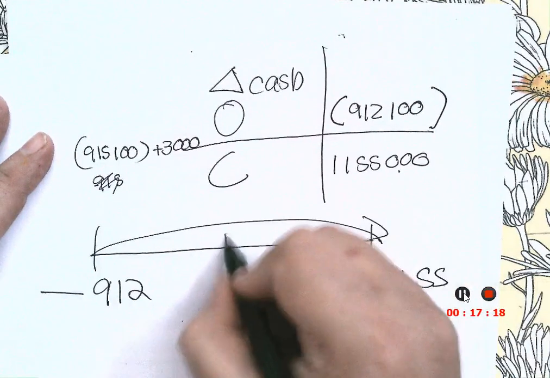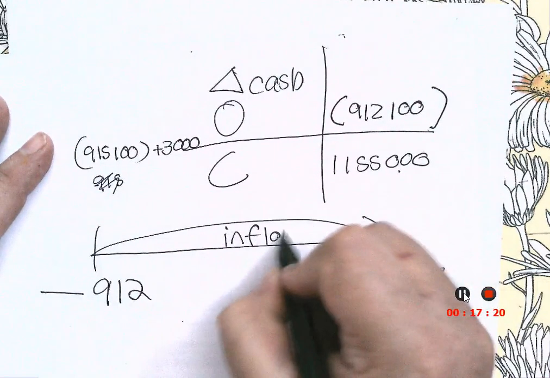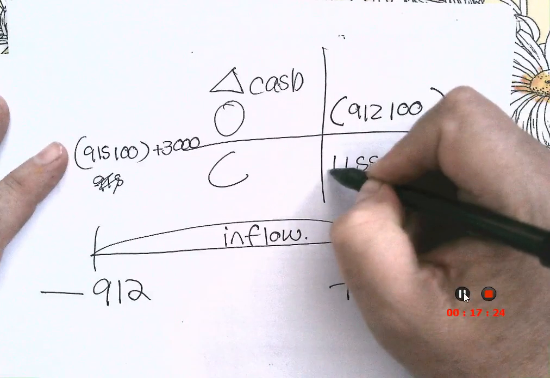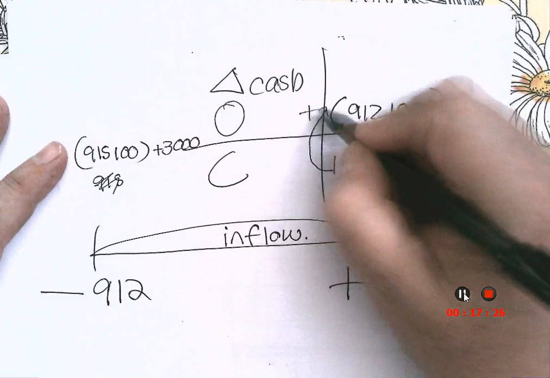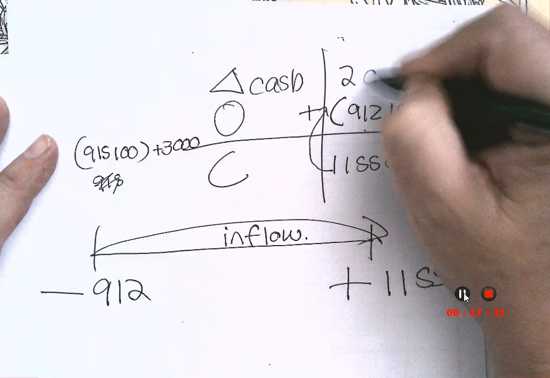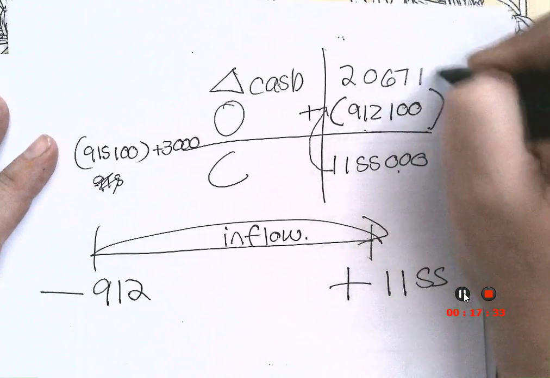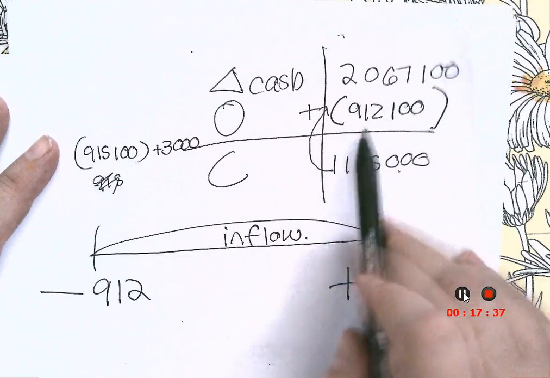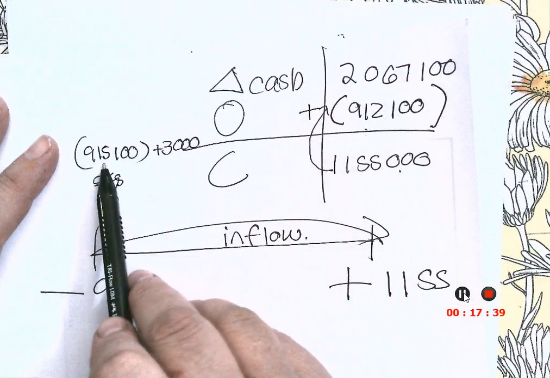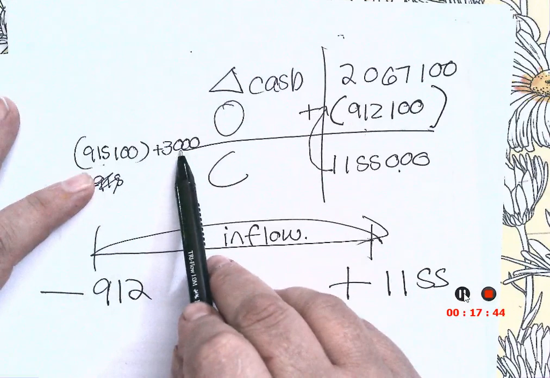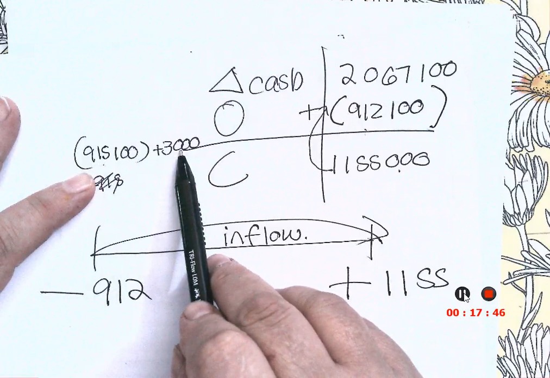Okay, so how will I do it? I will say 115 plus 912, and that gives me the answer. The 912 I got by saying the overdraft is 915, and my cash equivalent was positive 3,000. So it was negative 912. The 3,000 is positive because it's a cash equivalent.